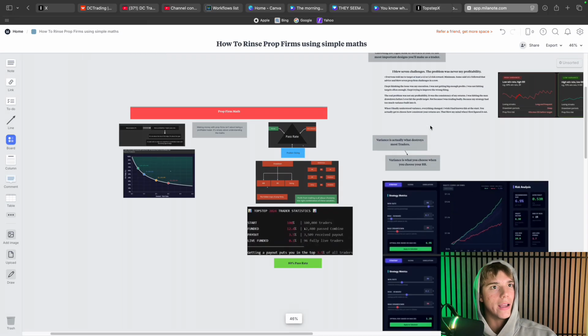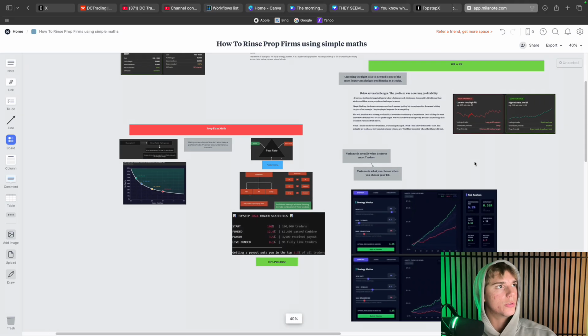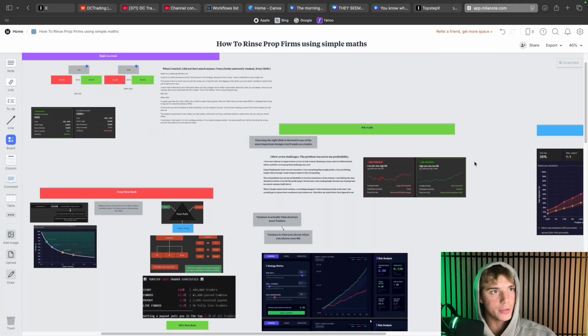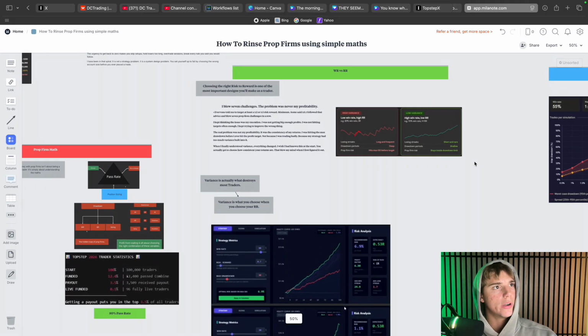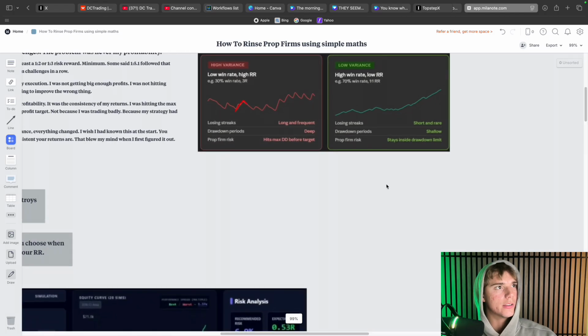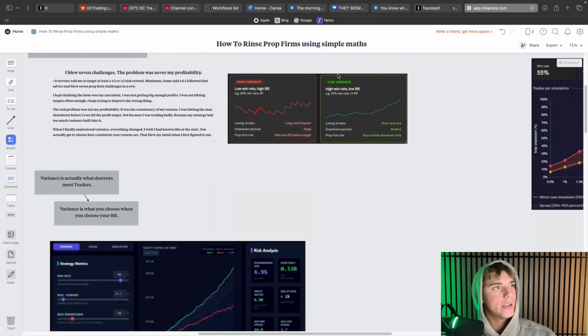Now, why is it actually important to get A and B setups? It's important because the IPD FEG trading model is a low variance trading model, meaning you have a higher percentage win rate and a lower risk to reward, which means your losing streaks are short and rare, your drawdown periods are shallow, and prop firm risk stays inside the drawdown limit, and you will get paid out.